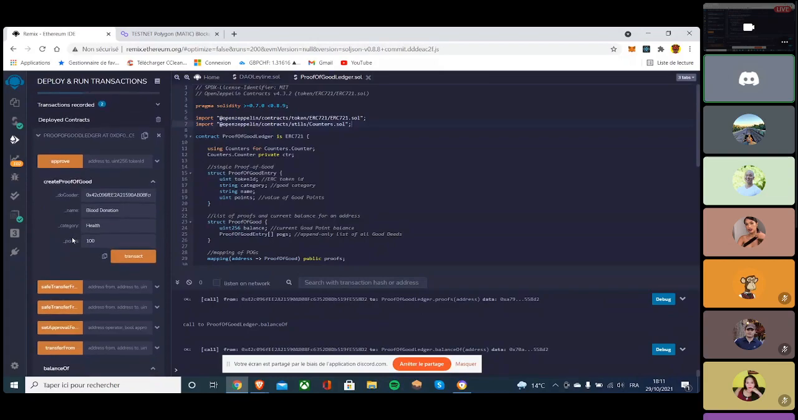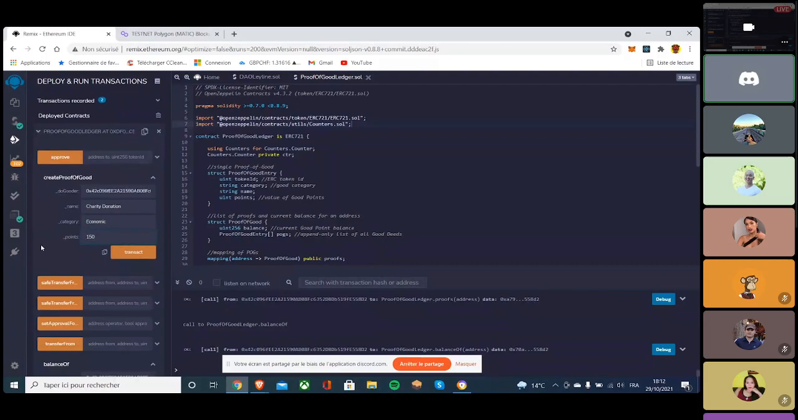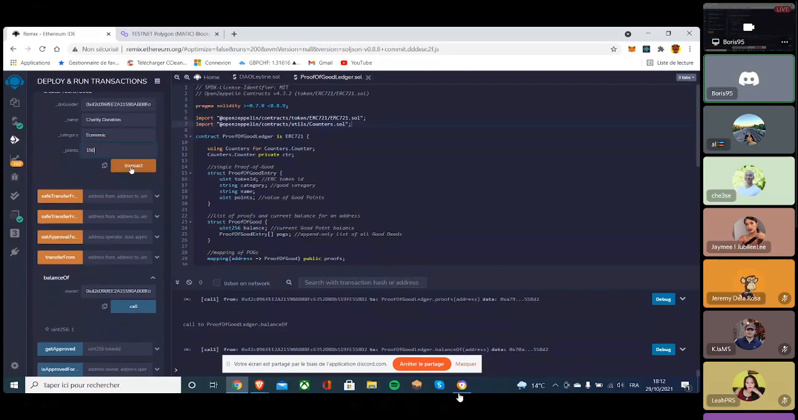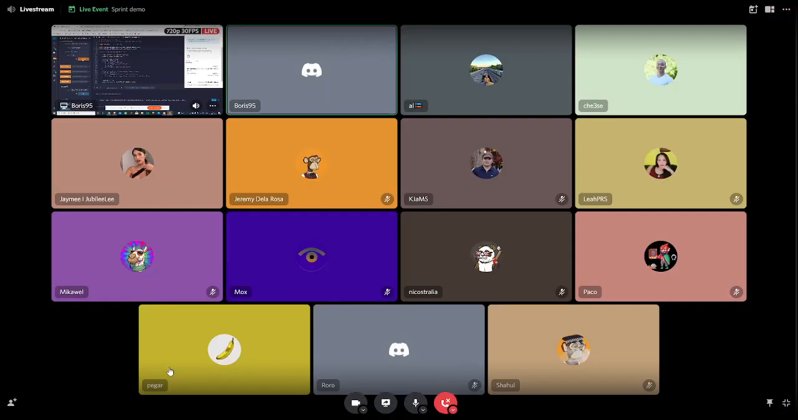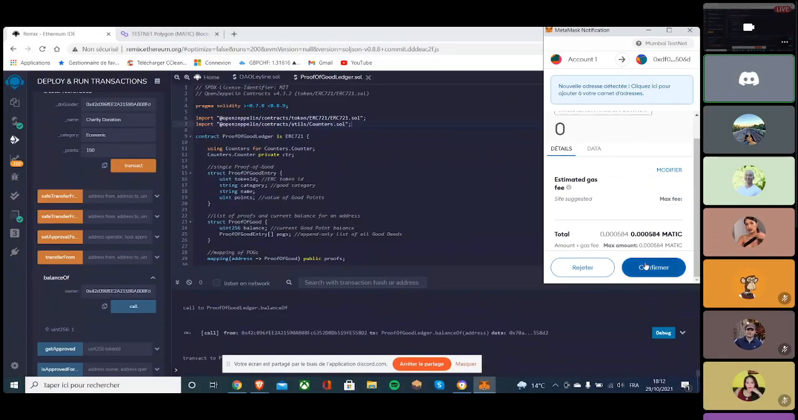So what I'm gonna do here, for example, I'm gonna try another one. So let's say we change it, put charity donation, and here let's say an example that you give money to a charity, and let's say for example it gives you 150 points. So what I'm gonna do is click here, confirm the transaction.